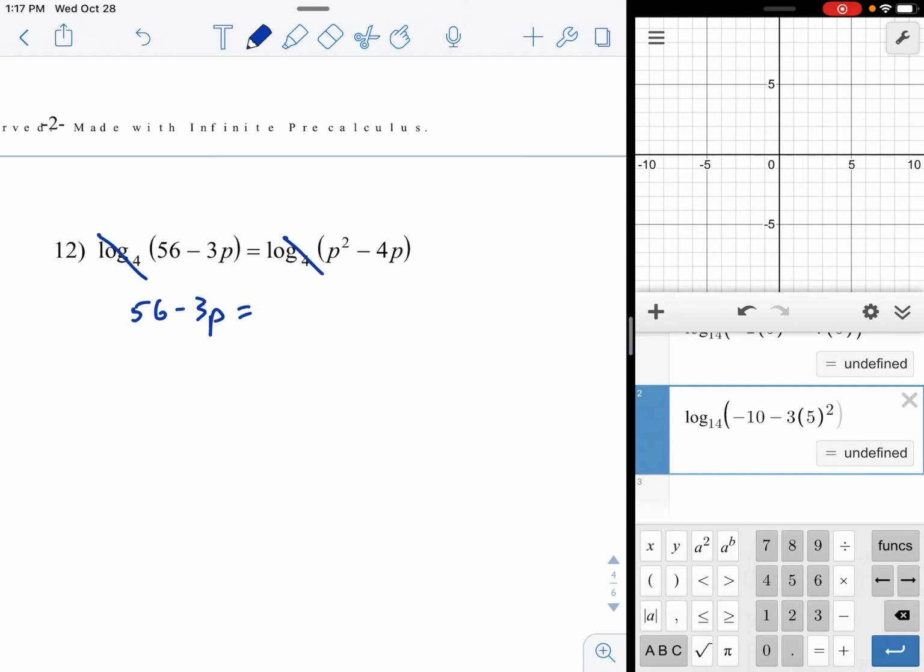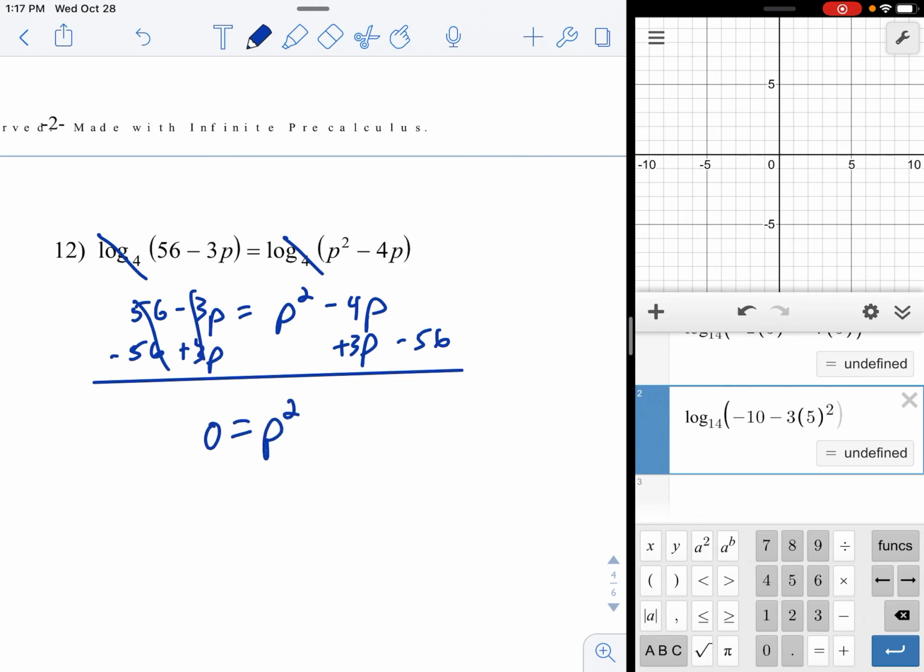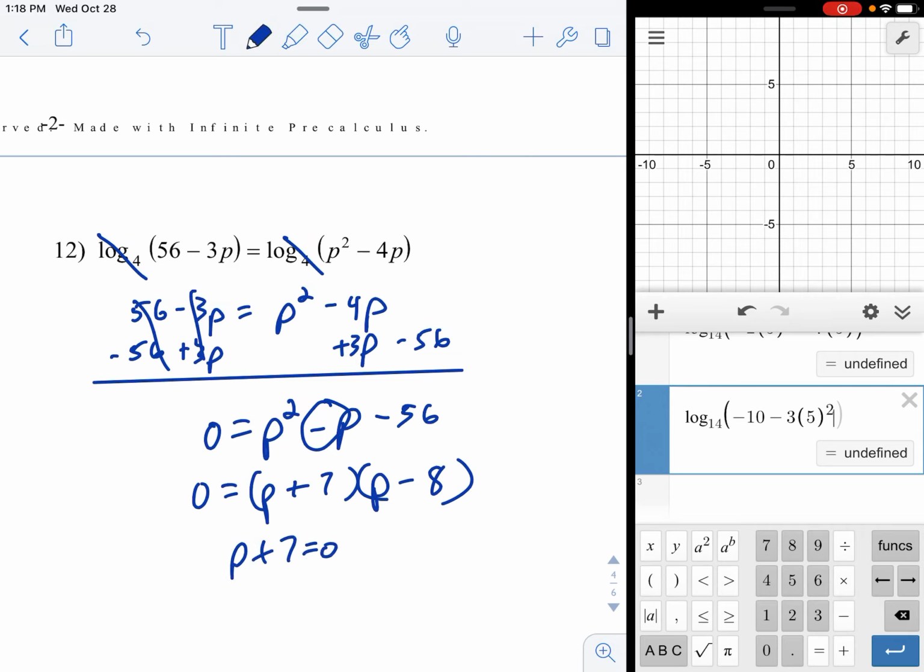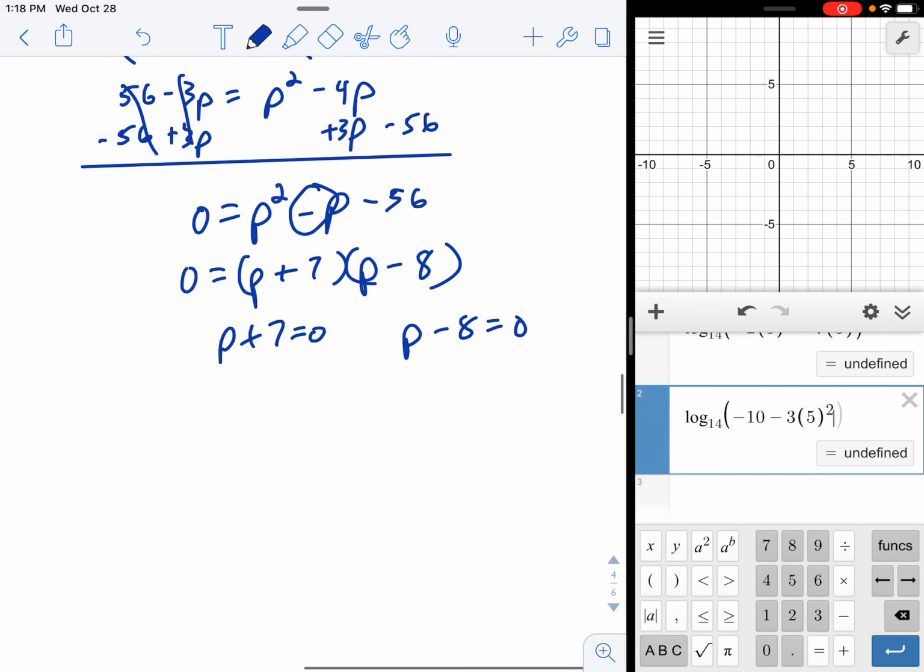56 minus 3p equals p squared minus 4p. I'm going to go ahead and add 3p to move it over to this side, and minus 56 to get one side equal to 0. Negative 4 plus 3 is negative 1p minus 56. Factor this: p, and then 7 times 8 is 56. Positive 7 and negative 8 will add up to negative 1 right there. So that is that. Set each one equal to 0. And on one you get negative 7, and on the other you get positive 8.